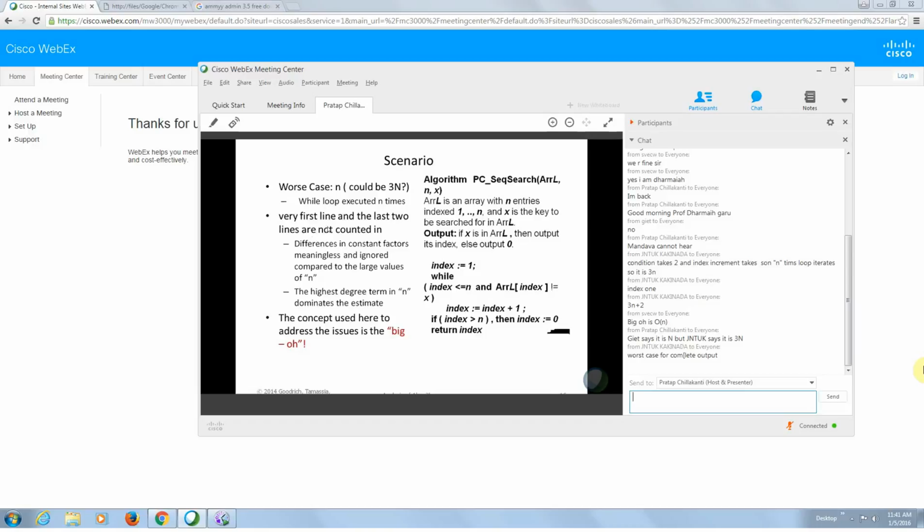It says the very first line and the last two lines are not counted. What is the first line there?